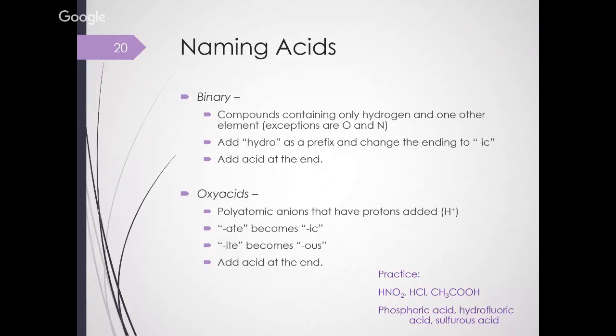When it's an oxyacid, now the polyatomic has a special ending. They have a special name. So if your polyatomic ends with ate, we change the ending to ic. If it ends with ite, we change the ending to ous, and then we say acid. So the big difference between binary acids and oxyacids is that in an oxyacid, we never say hydro in the front.